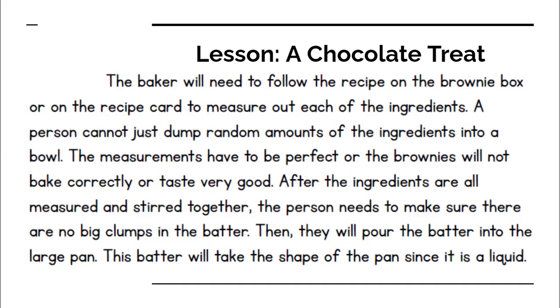The measurements have to be perfect or the brownies will not bake correctly or taste very good. After the ingredients are all measured and stirred together, the person needs to make sure there are no big clumps in the batter. Then they will pour the batter into the large pan. This batter will take the shape of the pan since it is a liquid.